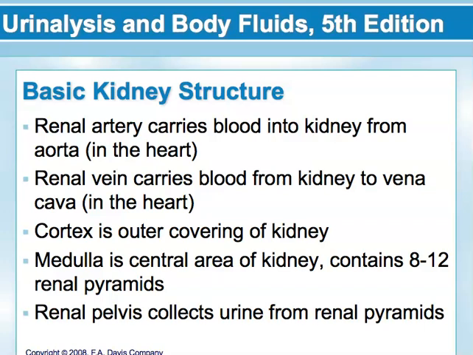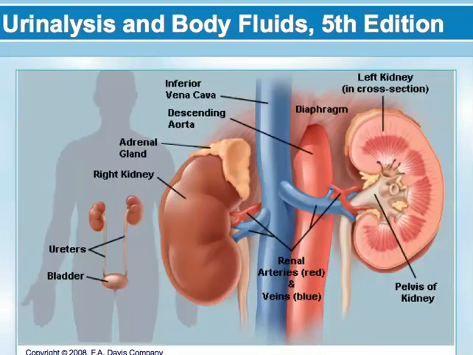So the basic kidney structure, and I'm going to switch to this image of the kidney while I go through kidney structure, just so you can have a visual. The renal artery carries blood into the kidney from the aorta, which is the main artery in the human body that distributes oxygenated blood to all parts of the body through systemic circulation. And then the renal vein carries blood from the kidney to the vena cava, which is in the heart.